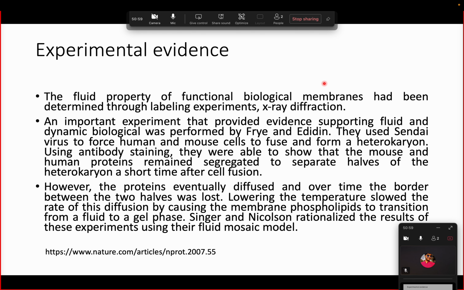If they are present on a solid surface, they won't be able to move, and they will stay at the place wherever the labeling was done, right? So this particular type of experiment basically indicated that membranes are fluidic in nature, right?